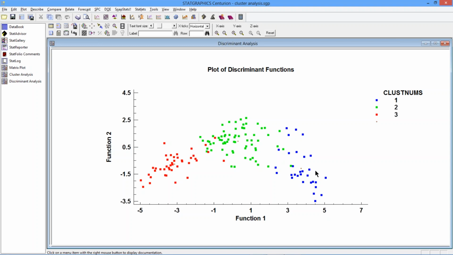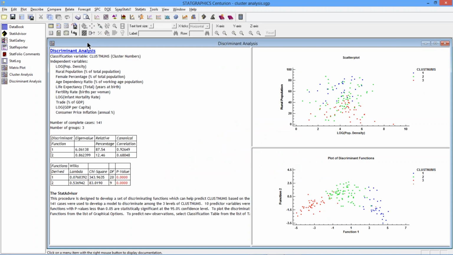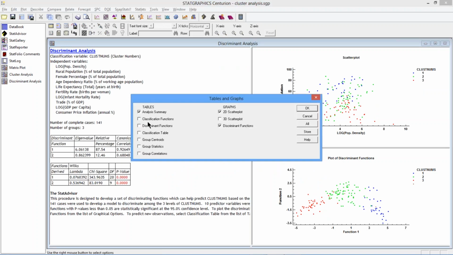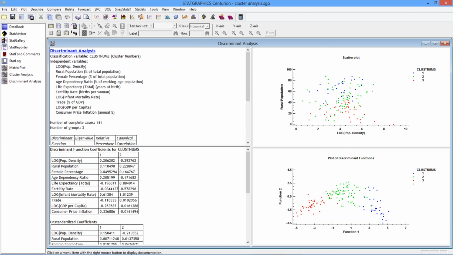It's a very powerful discriminator amongst my countries that identified my different clusters. Function 2, you can see, does also sort of contrast the green countries, which are a little high, to the red and blue countries, which are a little low. Okay, now that's good. What I need to do, though, is I now need to look at those discriminant functions.